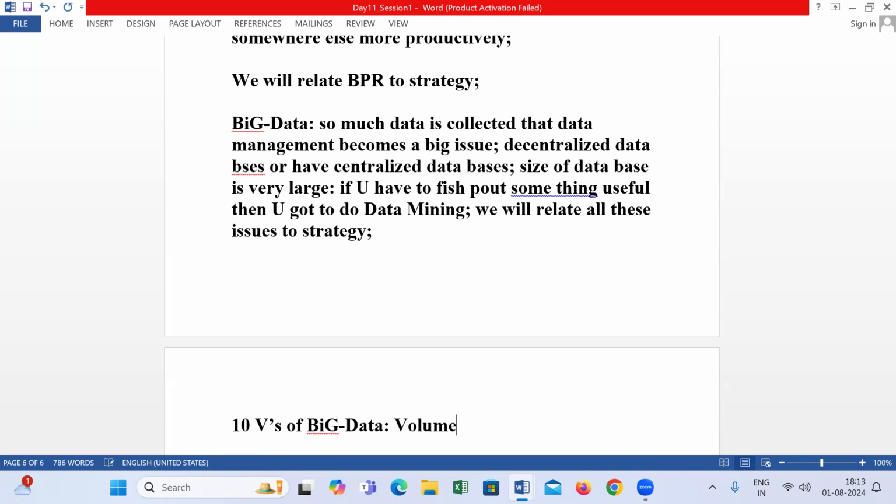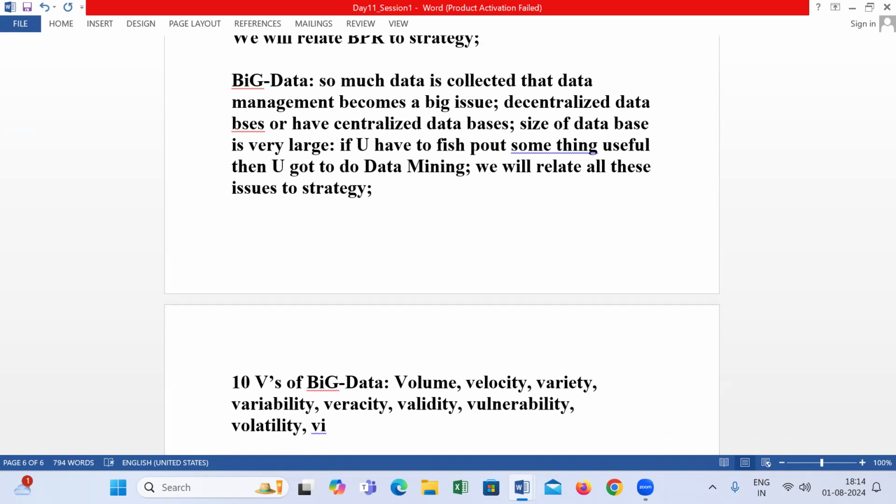These are volume, velocity, variety, variability, then comes veracity, then comes validity, vulnerability, volatility, then comes visualization, and finally the value. Finally the value.